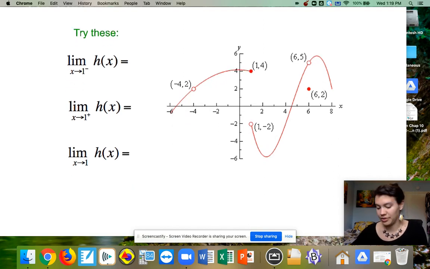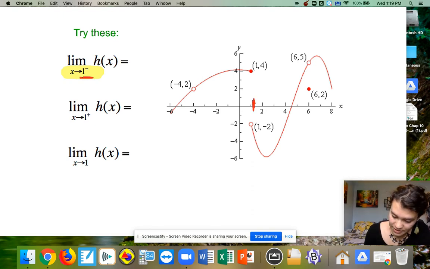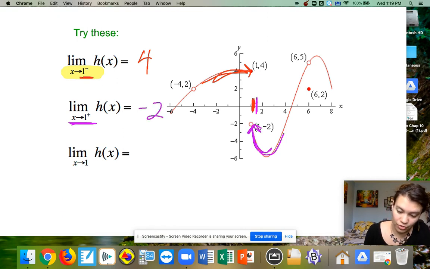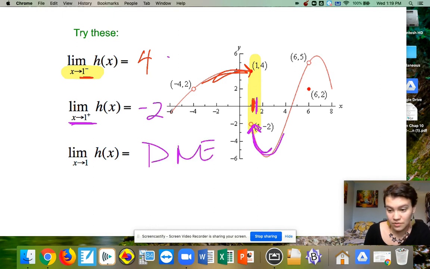So an example here is this one. If we're looking at this first one right here, we're looking at when we're approaching +1 from the left, what value are we getting? You're getting 4 for your y value. This one, we're looking at 1 still from the right. What value are you getting? -2. So then overall, you're looking at what's happening to both of them. You're getting 4 and -2, so this does not exist because you're getting two different values.